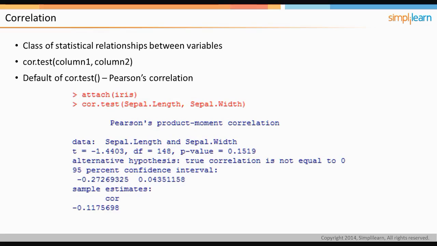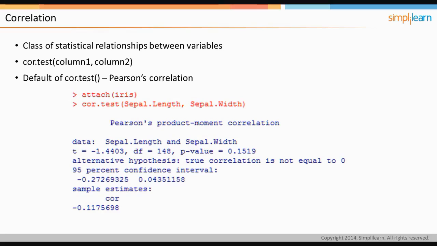The correlation coefficient is given as -0.1175698. This means there might be a negative correlation between the 2 variables. But since the p-value is quite high, we conclude that the result is not significant. That is, the correlation is almost 0.